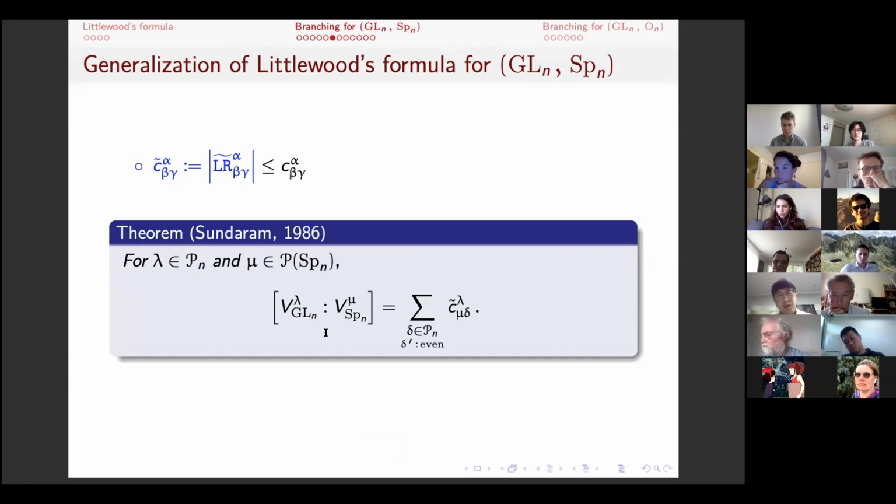This formula recovers Littlewood's formula. In other words, when the length of lambda is less than or equal to n/2, then the condition on this set vanishes. That is, in this case, this coefficient is equal to the usual error coefficient. So in this sense, this formula recovers Littlewood's formula.